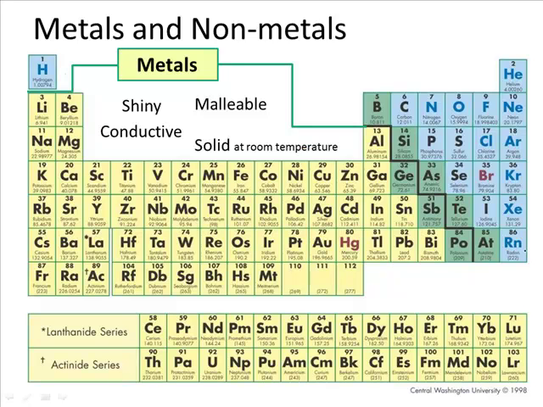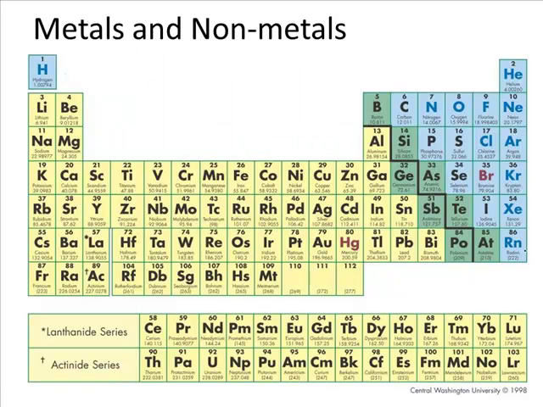And finally, most metals are solid at room temperature. There's only one exception to this rule, and that's mercury. Mercury is a metal that's actually liquid at room temperature, but it's still shiny, malleable, and conductive. On the other side of the periodic table, you'll see the elements that are considered to be nonmetals. These elements are colored blue on this particular version.